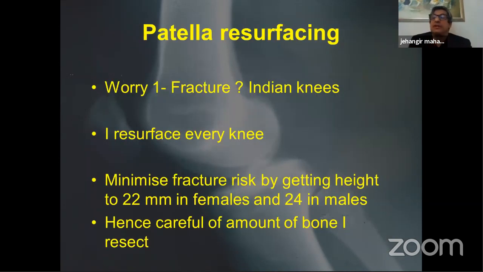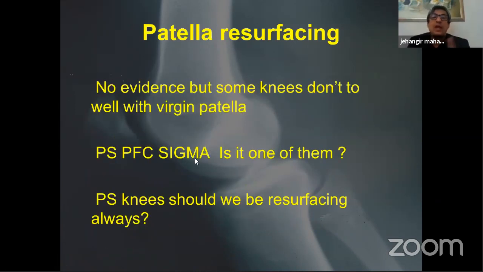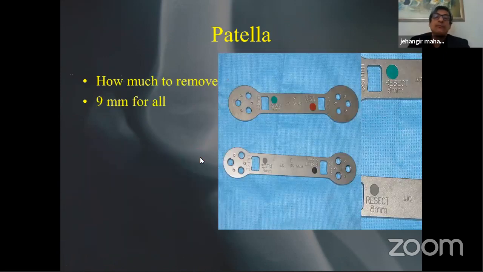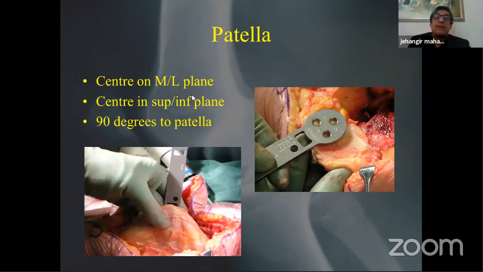Where are we with patella resurfacing? Yeah. Fracture, and I resurface every knee. There's no evidence, but I feel some knees don't do well with a virgin patella, and one of them is the PFC Sigma. I have no evidence for that. And like Professor said, PS knees we should be resurfacing. So I resurface all. And what are the points? I'm centered on my mediolateral, and I'm centered on my superior inferior, and I make sure I'm 90 degrees to my long axis. So I do this. I don't want to be here, because it's an oval patella.